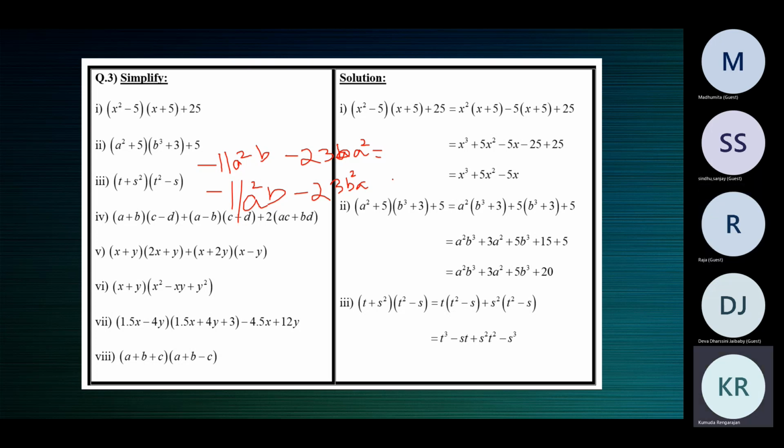What is the power of b in both? In the first one, what is the power of b? 1, ma'am. In the second one? 2, ma'am. Straight away, that's all. Don't check anything else. They're not like terms. Yes, ma'am. You understand now?